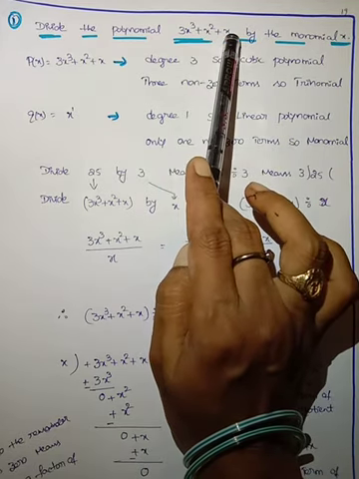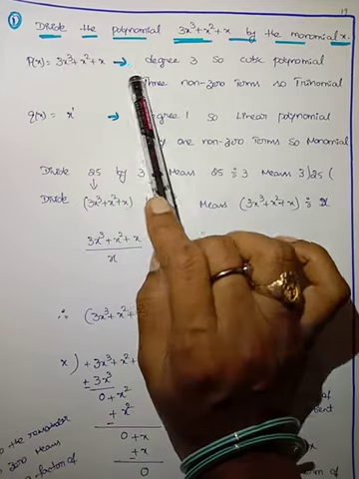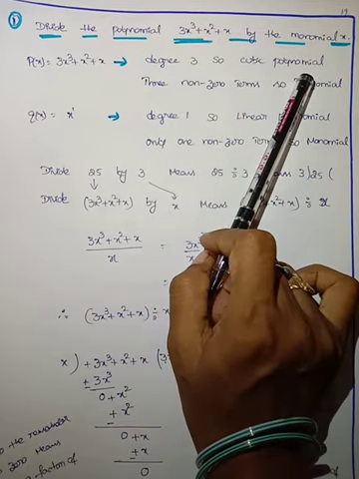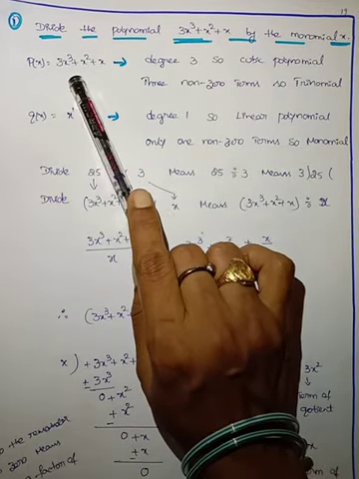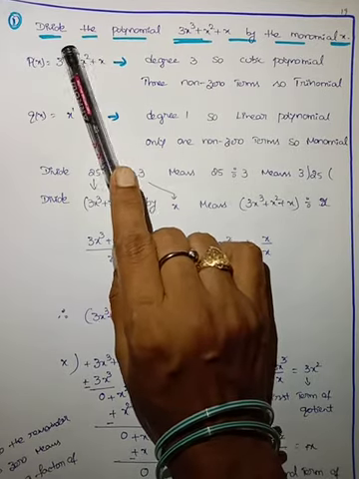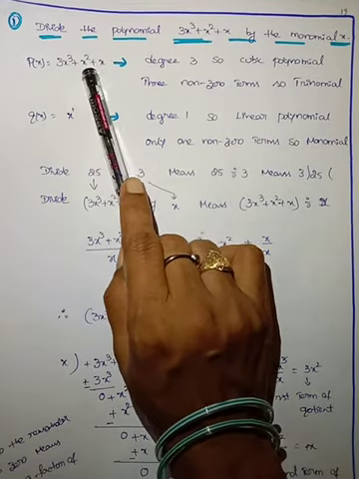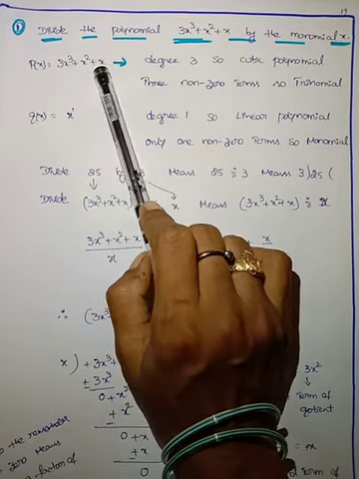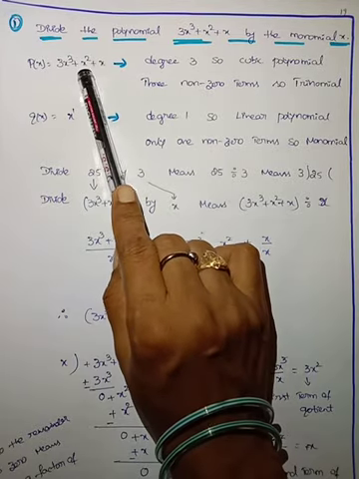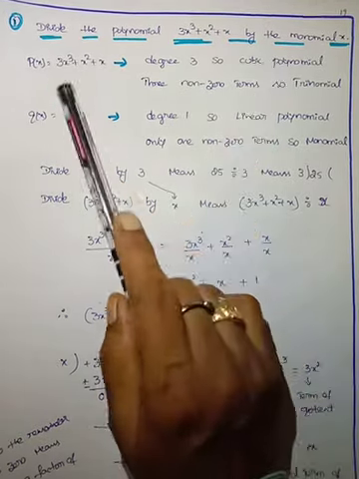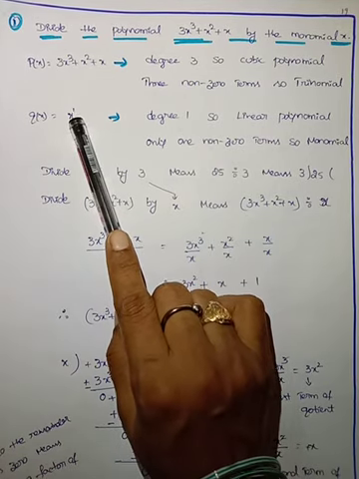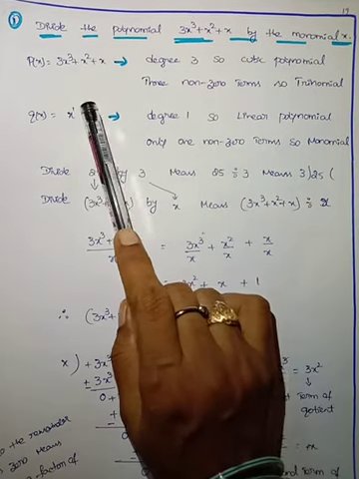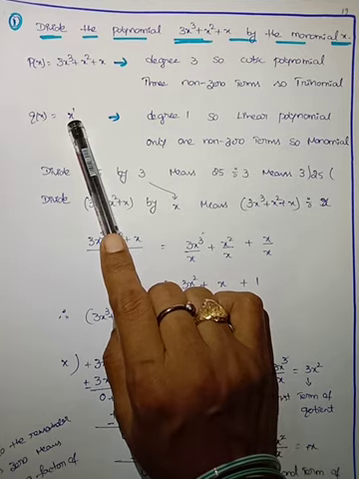Here in 3x cube plus x square plus x, the degree of this polynomial is 3, so its name is cubic polynomial. There are three non-zero terms. How many terms are here? 1, 2, 3. Three non-zero terms, so this is a trinomial. The degree of this polynomial is 3, so it is a cubic polynomial. The degree of the other polynomial is 1, so its name is linear polynomial. Here is only one non-zero term, so this is a monomial.